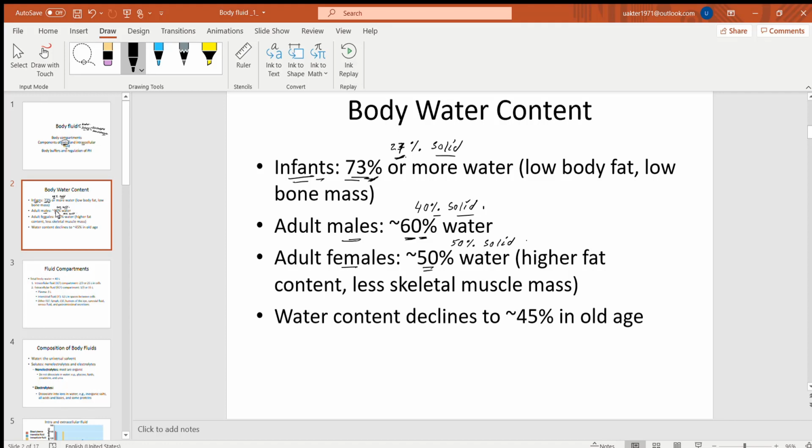Now, the question is, why does the adult male have more body fluid than the adult female? Remember, in the male body, the amount of muscle is more, right? In general, the amount of muscle is more, and muscle has a lot of water in it. Inside the muscle, you have a lot of water. In female, you have more fat but less muscle. And fat has less water inside it. So that's why in the adult male body, the amount of water is more than in the female body.